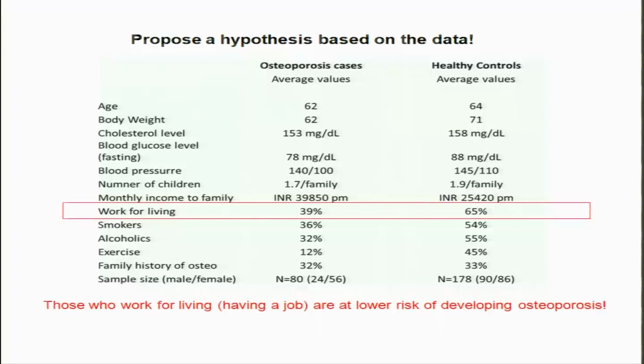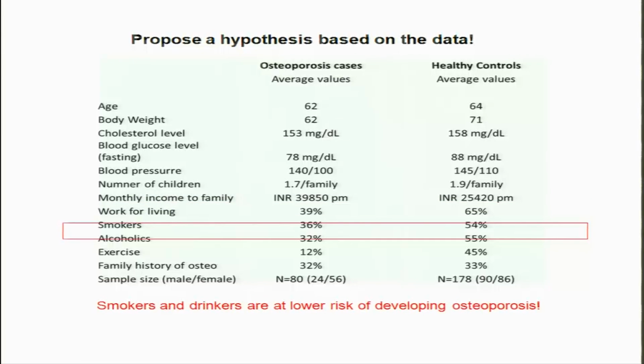Second, whether the individual who has developed this osteoporosis works for a living or is just a homemaker. And again you find those who work for a living, having a job, are at lower risk of developing osteoporosis. That means you get out of home and then do work. Is it a hypothesis? Is it a correct hypothesis?